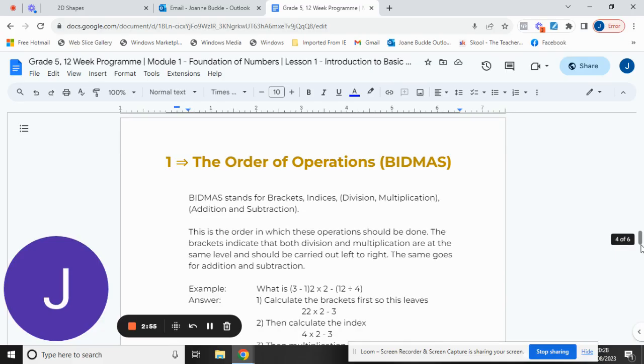So BIDMAS stands for brackets, indices, division, multiplication, addition and subtraction. Now those two pairs, division and multiplication, and addition and subtraction, are together because they have the same power as each other. They have the same order as each other. So if you had a calculation with division and multiplication in it, you just work from left to right. Okay, so what do we mean by that then?